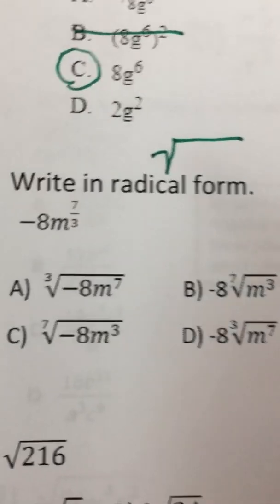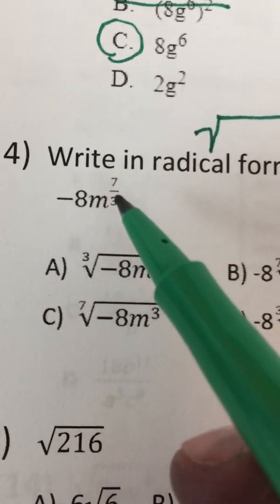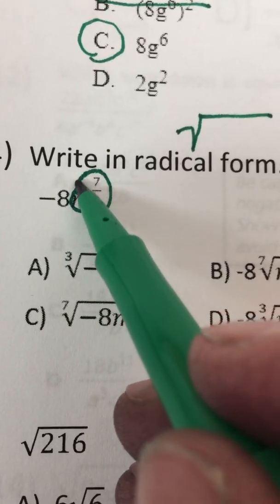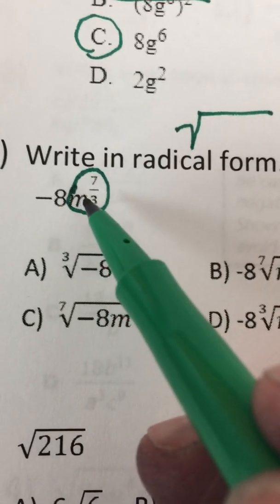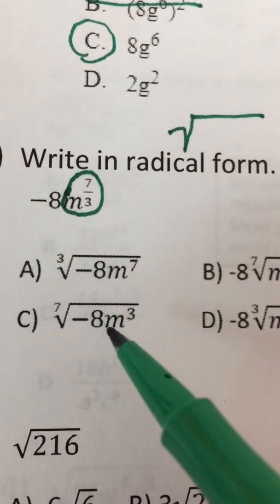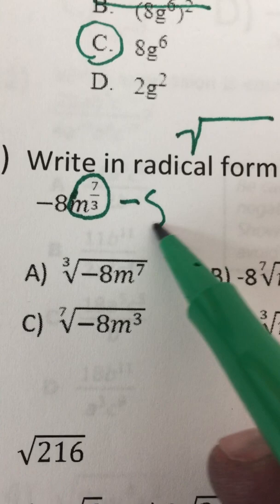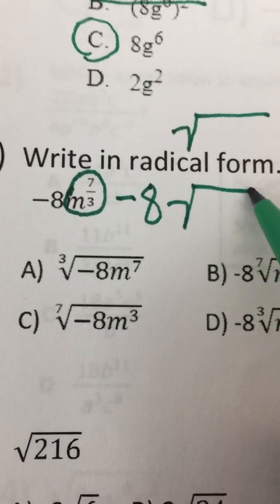Okay, so back over here to my picture. The 7/3 is only with the m. There are no parentheses around the negative 8m. The 7/3 only goes with the m, so this is the only part that makes the radical. The negative 8 is sitting out front of the radical. So this is going to be negative 8 with the radical after it.